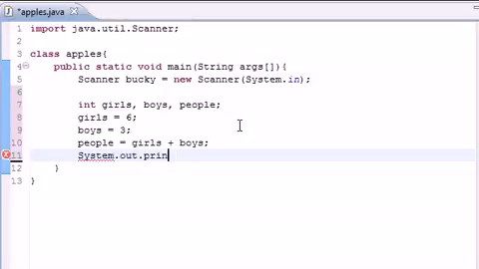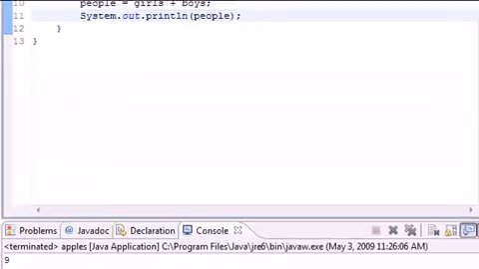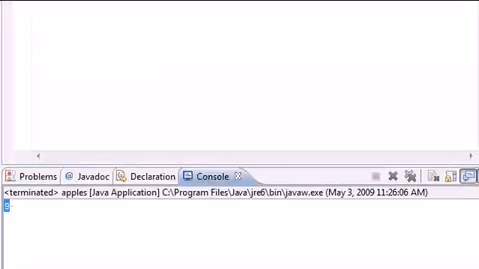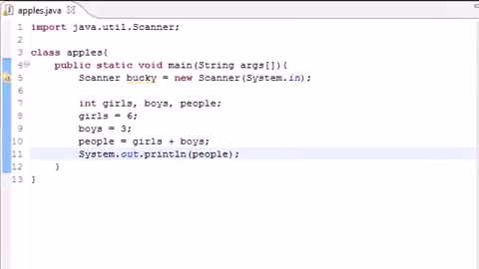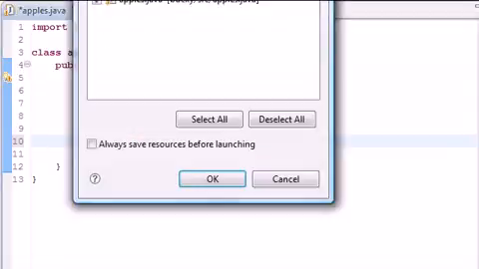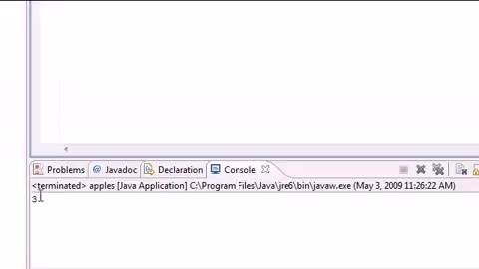So we put system.out.println, and in our parameter go ahead and put people. Now if we run this, we get 9, since 6 plus 3 is 9. And so that is how you can use addition with Java. But addition isn't the only thing you can use. You can use minus or subtraction to get the difference, which 6 minus 3 is 3.